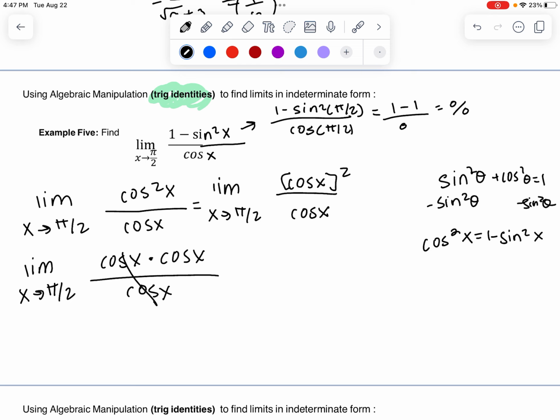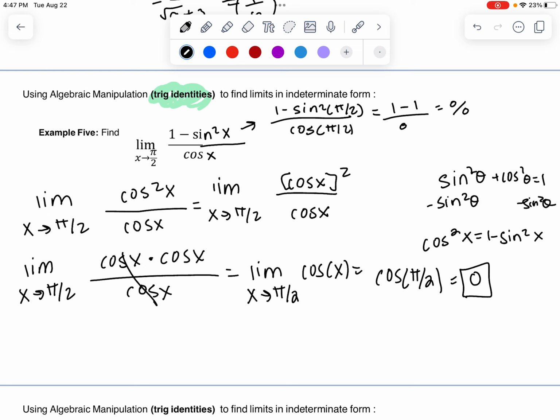There, we have some matching factors, so we can cancel one set of those cosines out. I'm left with the limit as x approaches pi over 2 of cosine x. If I plug in cosine of pi over 2, I get 0, and that is my answer.